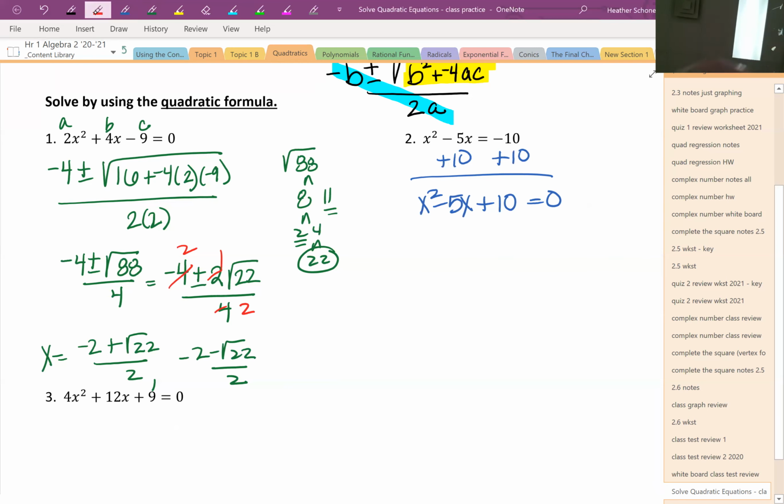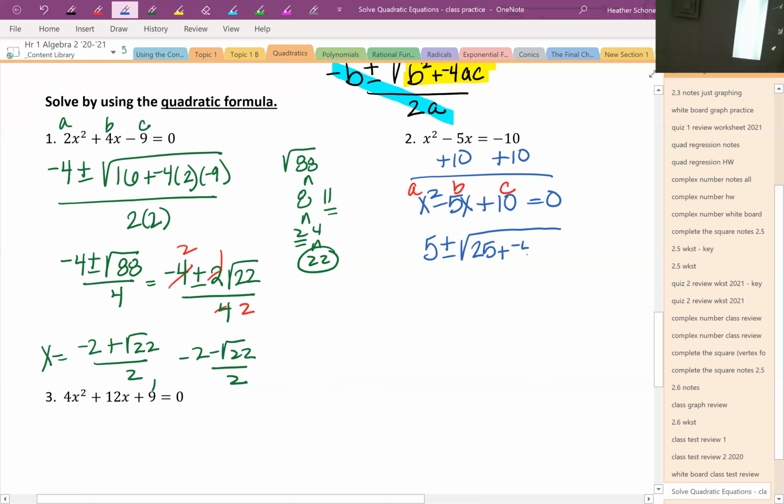So now that I've done that, now I know this is my A, this is my B, and this is my C. So the opposite of B would be 5 plus or minus the square root of B squared is 25 plus -4 times A is 1 times C is 10 all over 2 times A. Okay, let's simplify this radical. -4 times 10 would be -40. -40 plus 25 is -15 all over 2.